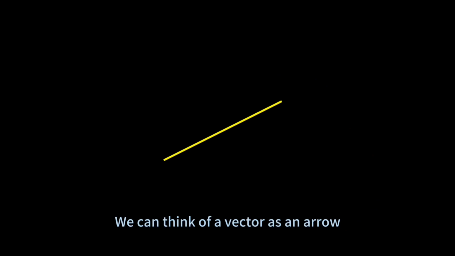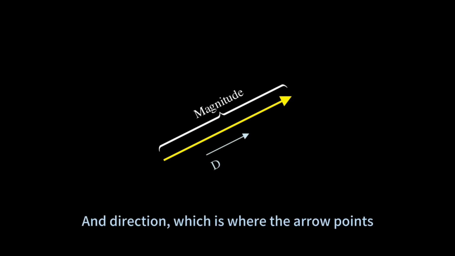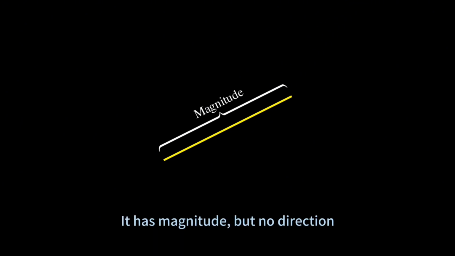We can think of a vector as an arrow. It has two key properties: magnitude, which is the length of the vector, and direction, which is where the arrow points. In contrast, a scalar is just a number. It has magnitude but no direction.